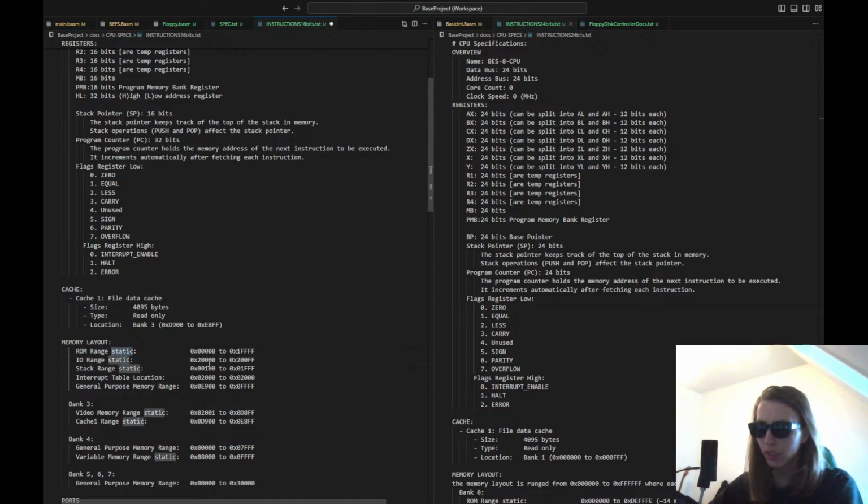Actually, we'll make it banked. Actually, let's not call this one static anymore. The stack range will also not be that one. And this one also will be banked. The general purpose memory will also be banked.